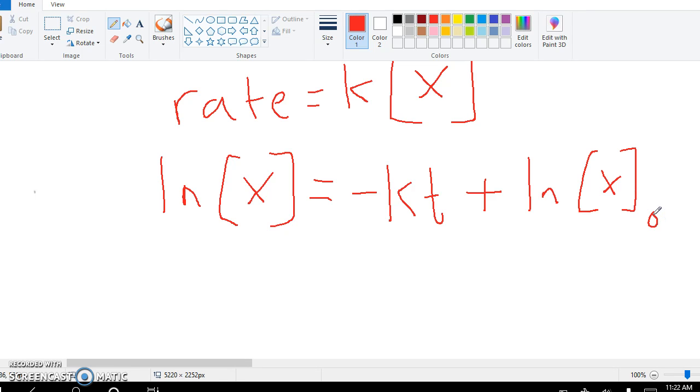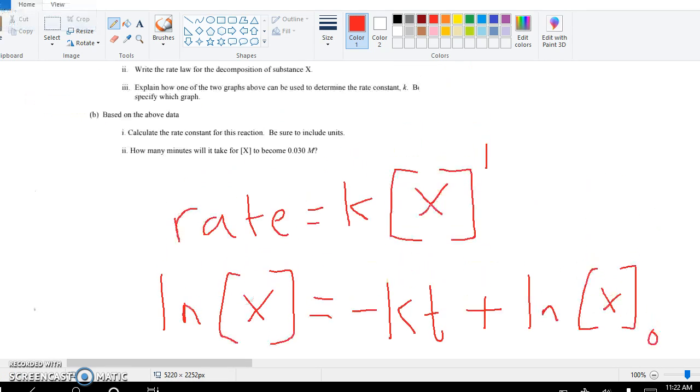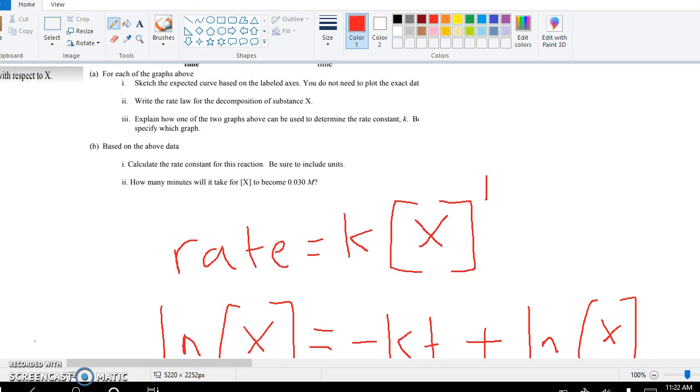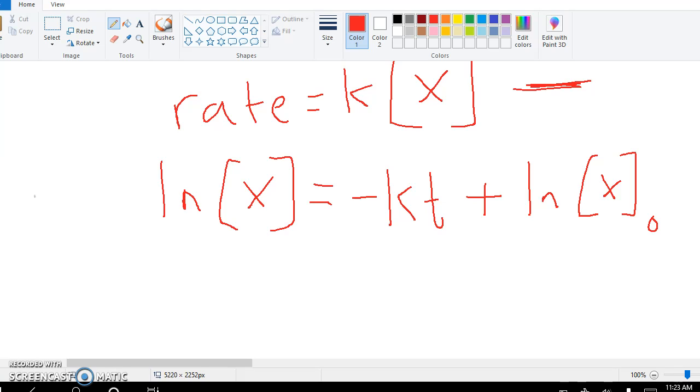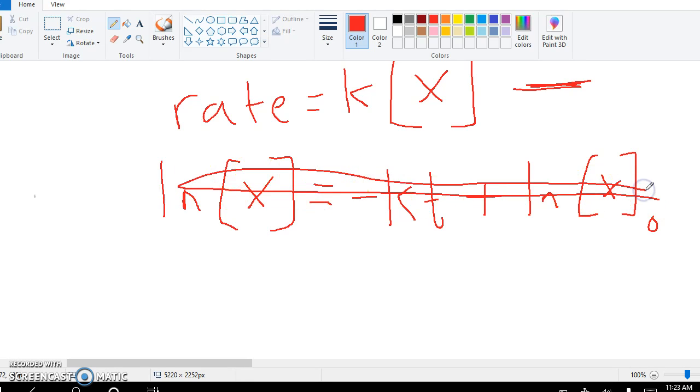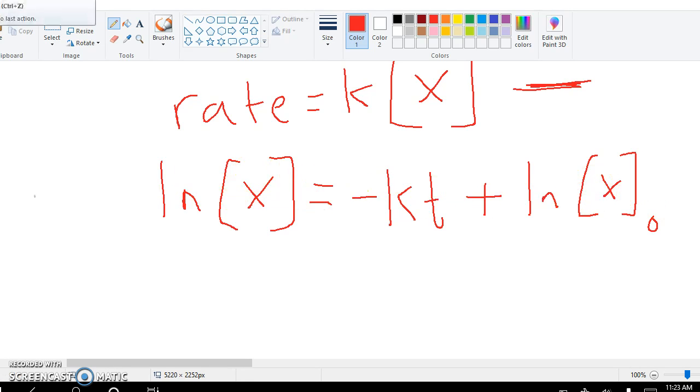So the one that we're using, we know it's going to be this one right here, correct? We're going to write the rate law for the decomposition of substance X, and we already did it. Make sure we write this one and not this one. I just wrote this one so you can see the difference.